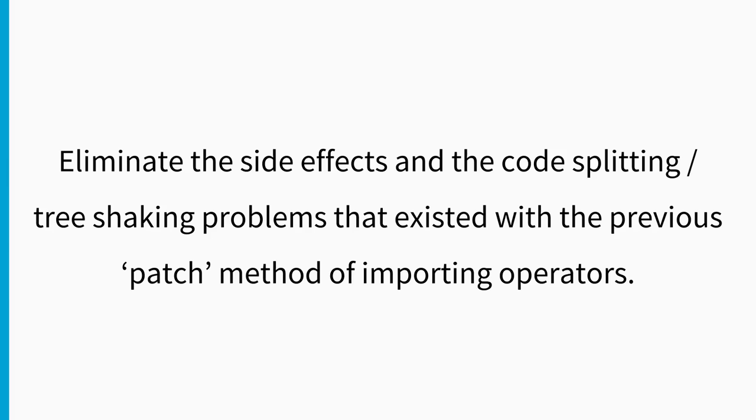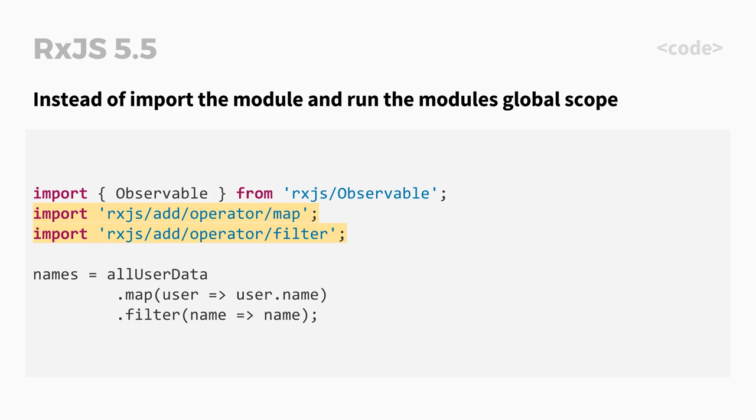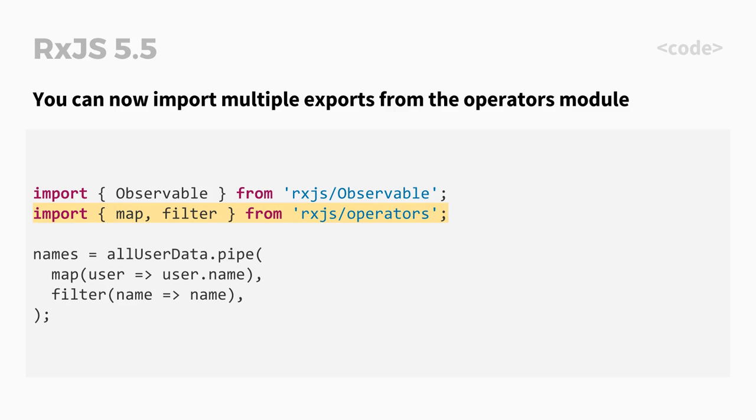RxJS 5.5. This recent release of RxJS fully empowers developers to avoid the side effects of the previous import mechanism with a new way of using RxJS called lettable operators. These new operators eliminate the side effects and the code splitting and tree shaking problems that existed with the previous patch method of importing operators. This is an example of an observable that uses the old version of RxJS. Here you needed to import the module and run the module's global scope. You can now import multiple exports from the operators module and combine them with the pipe method. I recommend to change this in your whole codebase. This will potentially result in much smaller bundles.